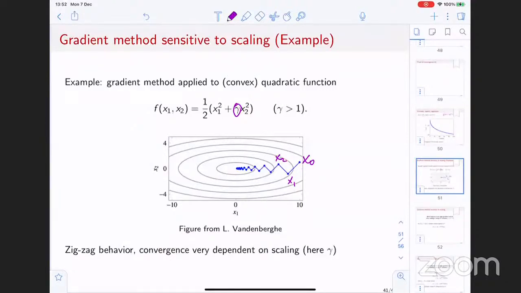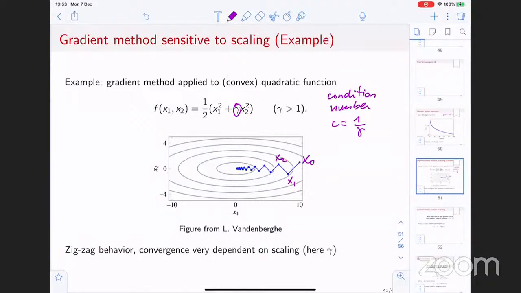But as you let gamma go to 0, there is going to be more and more zigzagging. And in fact, you can show that in here, the condition number, in this case, is just C equal to 1 over gamma. Because the largest eigenvalue of the Hessian is 1, and the smallest eigenvalue of the Hessian is gamma.